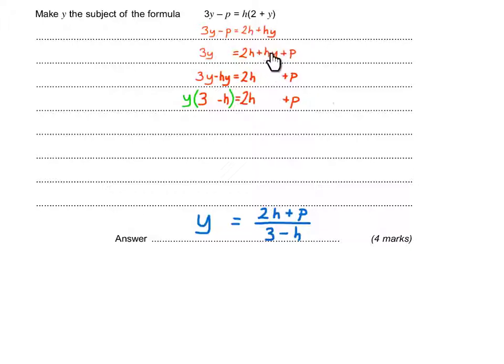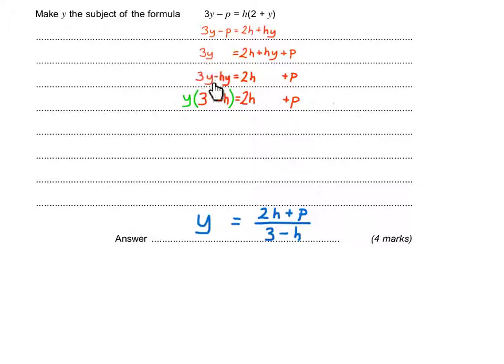I've got a thing with y in it that I really want to be on the other side, because I want all the y things to be on the same side. So I'm going to take away this hy so that it will disappear in the next line. But then on the other side, I need to take away hy as well for it to balance. So over here I've got minus hy. So 3y minus hy equals 2h plus p after I've taken away hy from both sides.